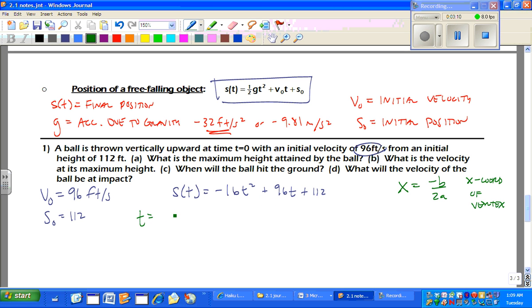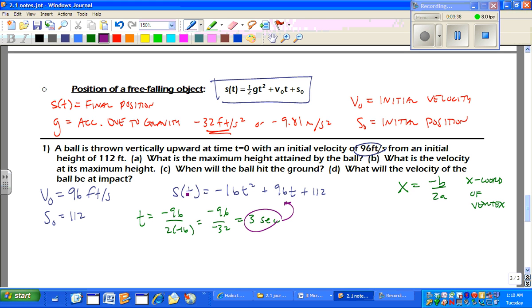So t equals opposite of b, negative 96, over 2 times negative 16. So negative 96 over negative 32. T is going to be 3 seconds. But that doesn't answer our question. It asks what's the maximum height. That tells us the time it takes to get to that maximum. To find the actual maximum, we have to put that back in.